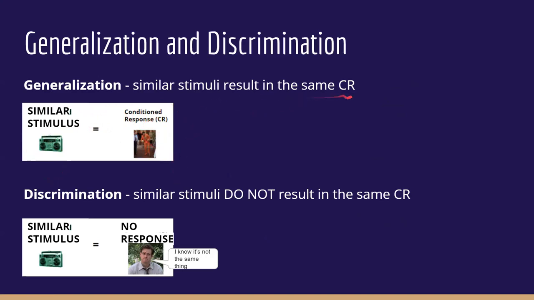It's like, okay, same thing pretty much, I'll still dance. Discrimination, though, is when a similar stimulus does not. So sometimes this will happen instead. If we have the ability to discriminate, then he'll be like, I know that's not the same thing. So there's no response. So they're kind of opposites of each other if you want to think about it that way.